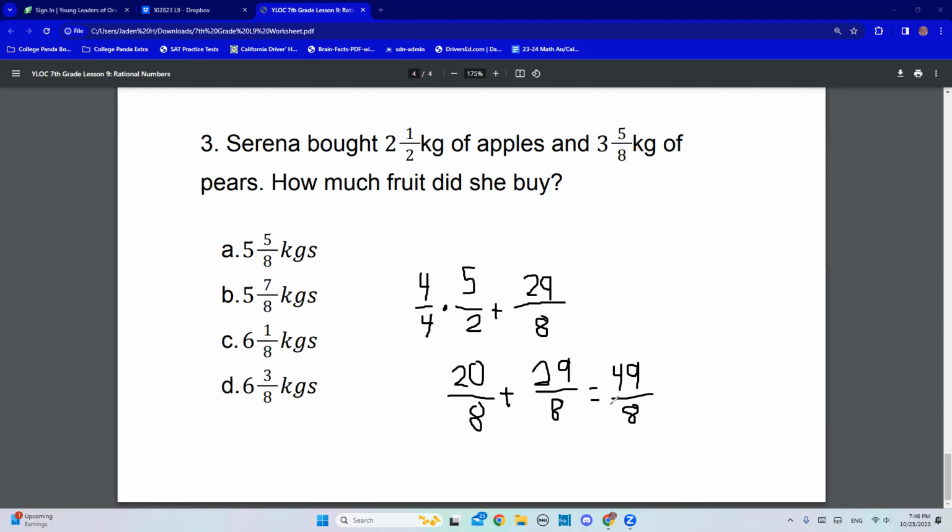All right, now we just have to ask ourselves how many wholes are in this fraction. Well, 48 is equal to 8 times 6. So that means we can make 6 wholes in here. So we'd be left with 6 1/8, and our final answer would be C.